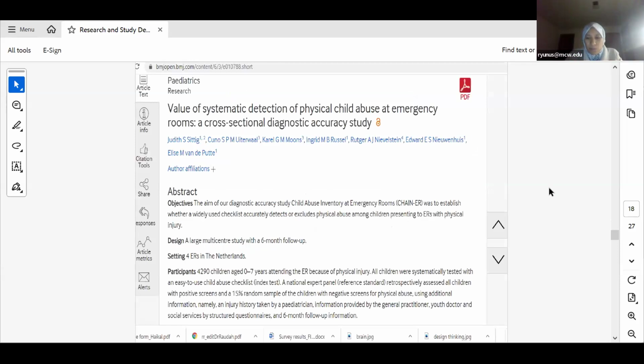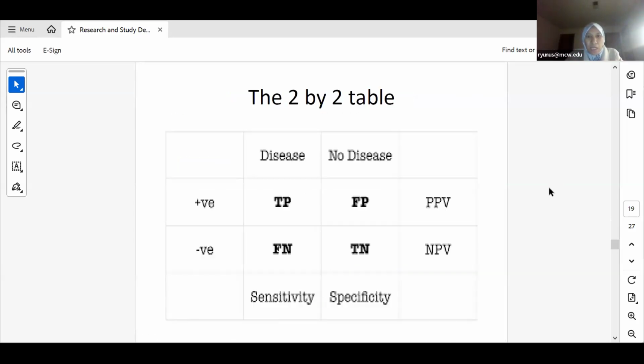Again, I don't want to go into this one because I don't think this is a very good example. This is to show that if you look at this 2x2 table, this is how you can calculate sensitivity and specificity when you conduct a diagnostic study. I'm not going to go into the details, but I want to let all of you know that these are among the metrics that you will encounter and have to understand.